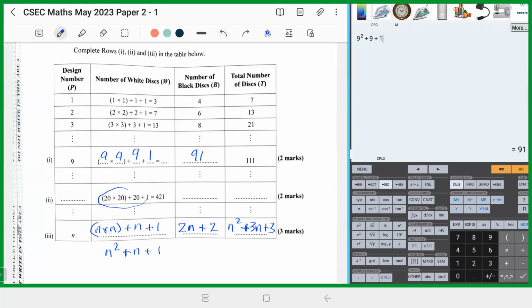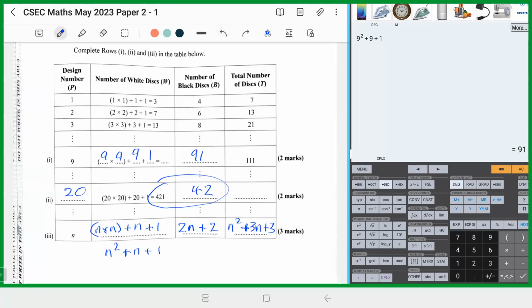And here, when it is 20, it means that the n is 20. So I'm going to put 20 there. And this works out to 421. That's done for me. And so I'm going to take this 20. I'm going to drop it on the end to calculate the value for here. So it becomes 2 times 20, which is 40. 40 plus 2 is 42. So this is 42. And then here again is the sum of these two. So if I add those two, I'm going to get 463.